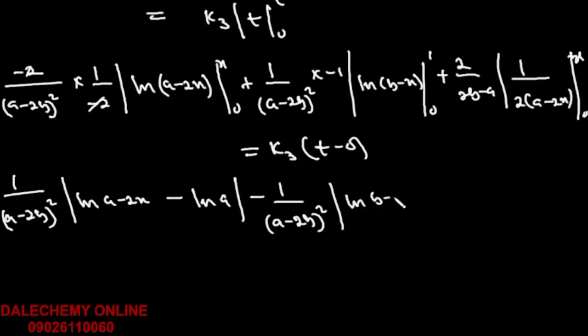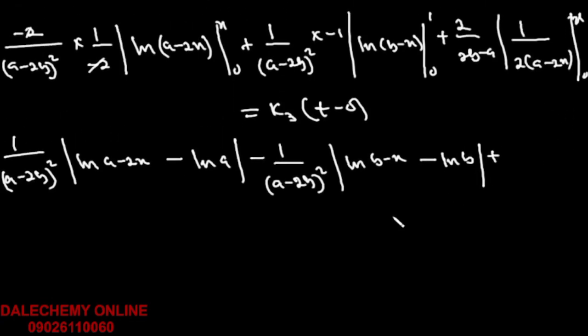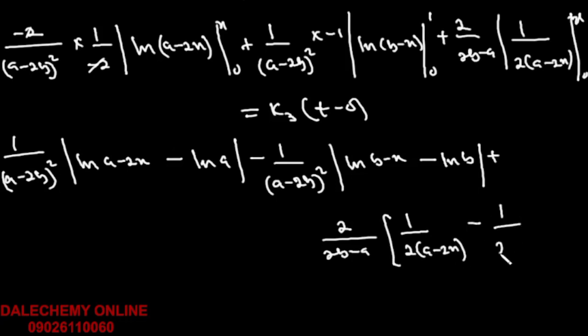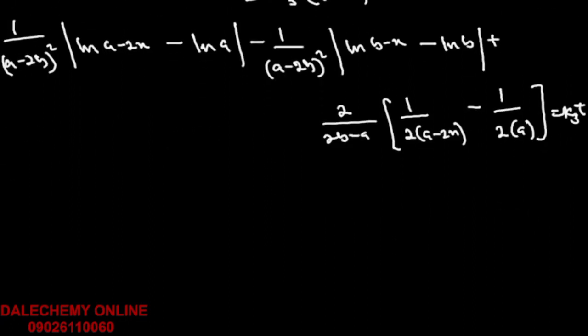ln(b minus x), then minus ln(b minus 0), that will be ln b, and plus this last one, that will be 2 over (2b minus a), that will be 1 over (2a minus 2x), then minus 1 over 2a. By the time you put 0 here, that will be a minus 2 times 0, a minus 0, that will be a. So 1 over 2 times a. Don't forget, that will also be equal to k3t now. So it's because of the screen size.